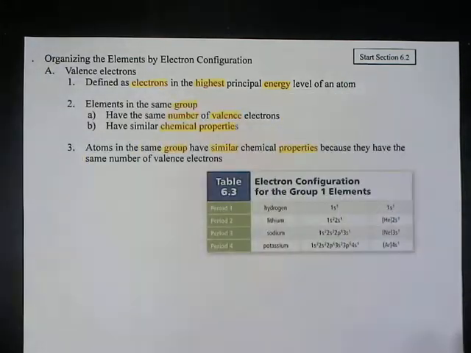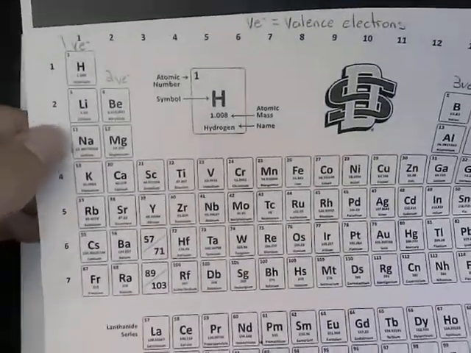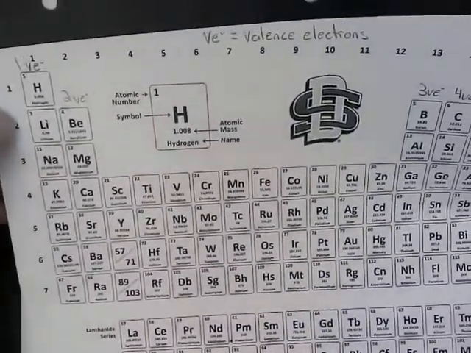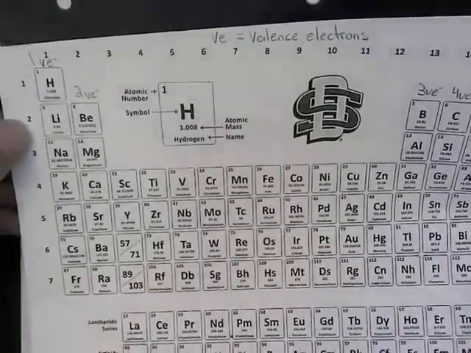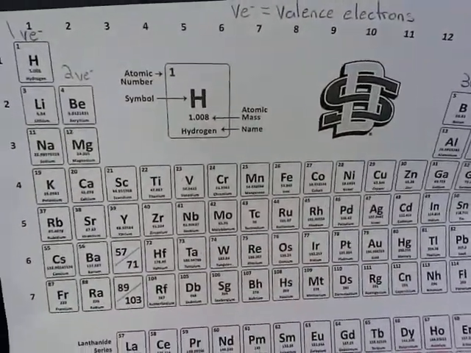Okay? Now, again, just to emphasize this, elements in the same group have the same amount of valence electrons. However, where their valence electrons are located expands to a higher and higher energy level.